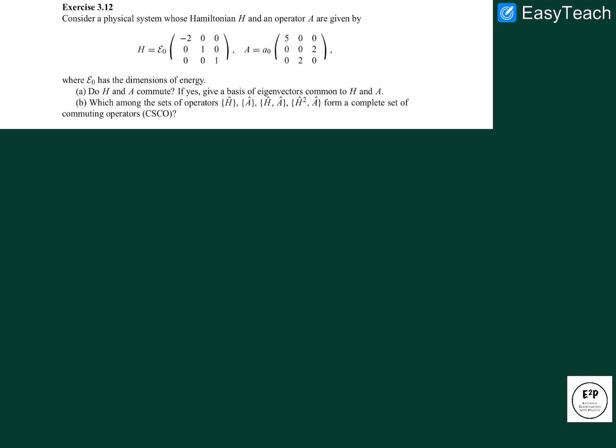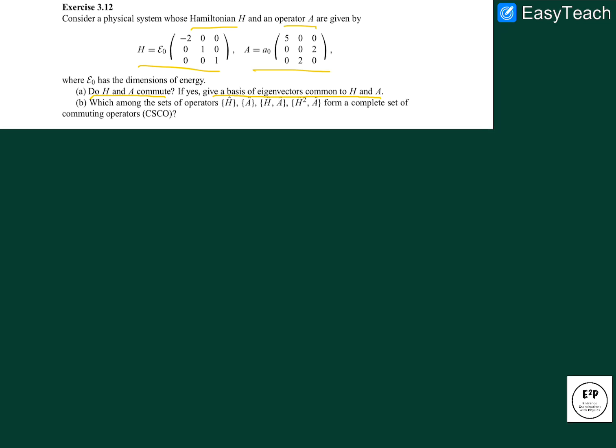Okay, so let us start with the 12th question of third chapter, Zettili second edition. In the question, we are given a Hamiltonian H and an operator A, and their matrix form is also given. Here we have to see if H and A commute, and if so, then we have to give the common eigenvectors of H and A.